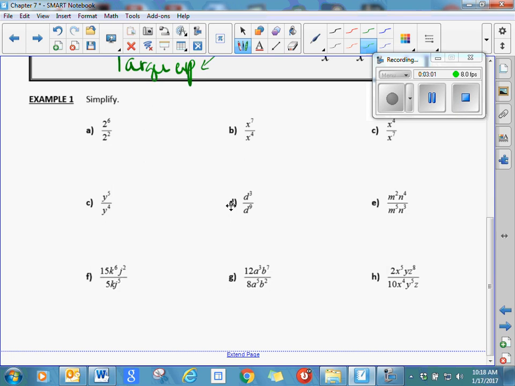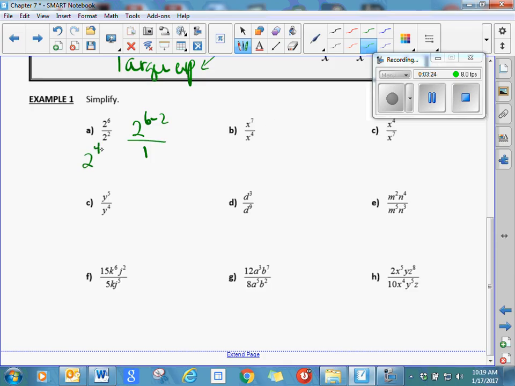Again, don't be confused when your base is a number. Treat it just like you do when it's a variable. So we've got the 6 larger than the 2 for the exponent, so we're going to have 2 to the 6 minus 2 over 1, because 6 is heavier than 2. That ends up with 2 to the 4th power.